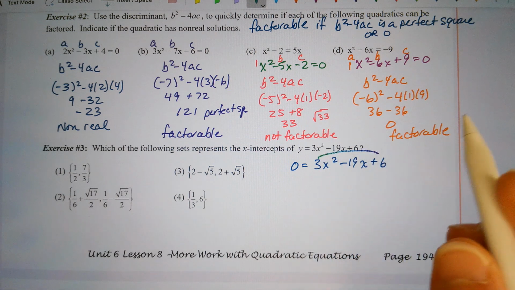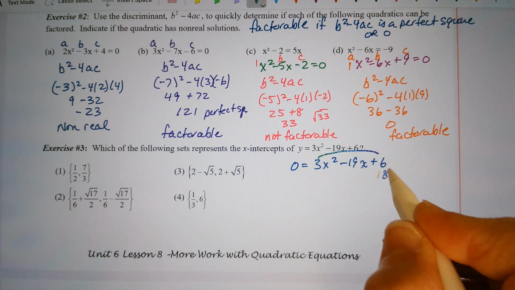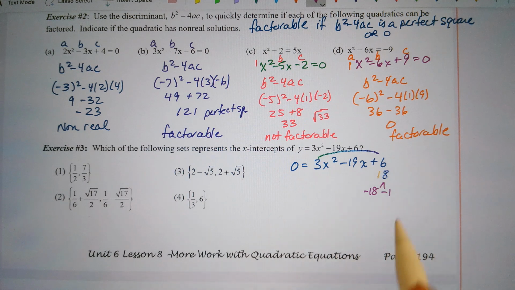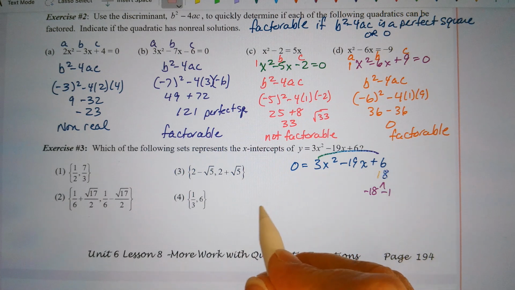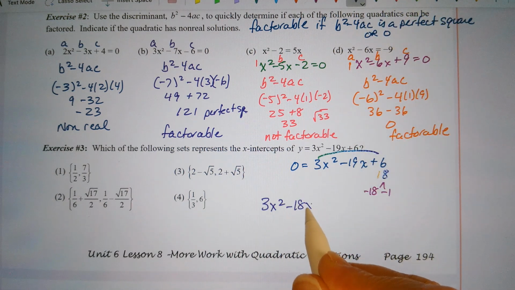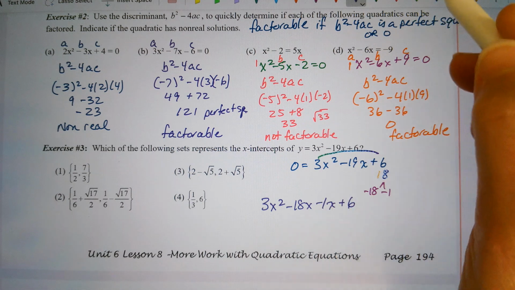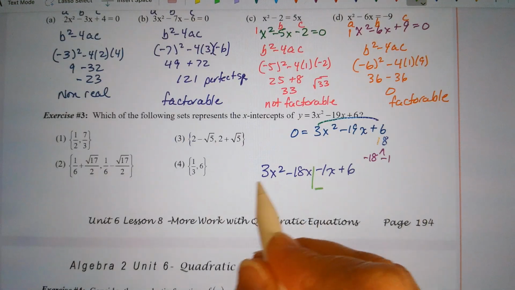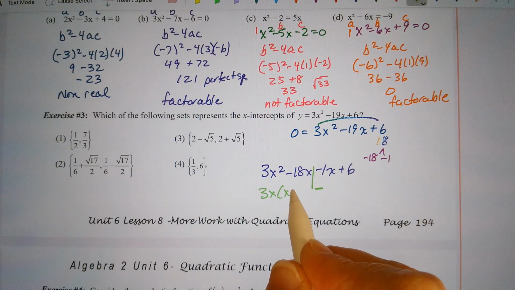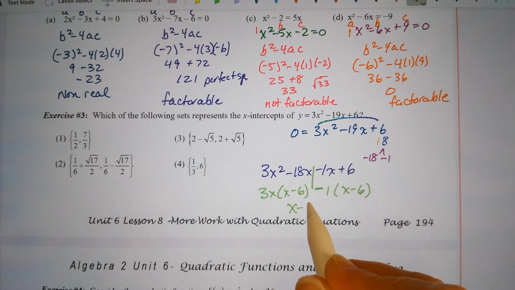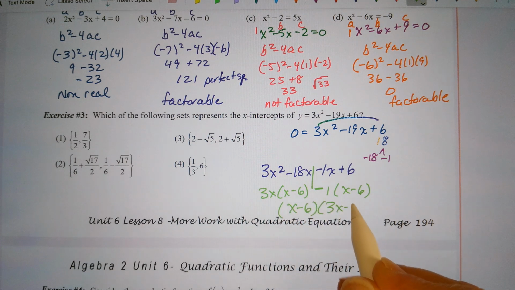I'll use the rainbow. 3 times 6 is 18, positive 18. Factors of positive 18 that sum to negative 19 are negative 18 and negative 1. So I'm going to solve this by factoring it. 3x squared minus 18x minus 1x plus 6. Split, bring down the operator. GCF here is 3x, x minus 6, and 1, x minus 6. So x minus 6 is one factor, 3x minus 1 is the other.